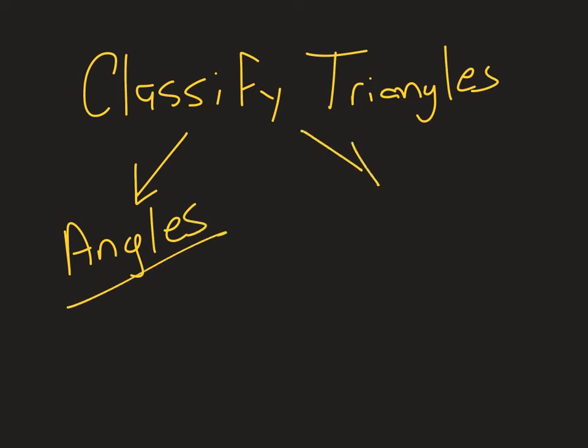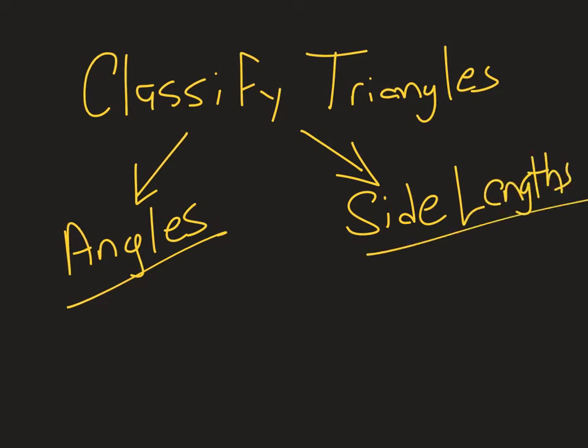So today we're going to start off with a pretty simple topic, and that is classifying triangles. And you already know a lot about classifying triangles that you may not even have realized was a thing. So we classify triangles in two ways. We use angles, what kind of angles the triangle has, and we also use the side lengths. So we're going to do that today.